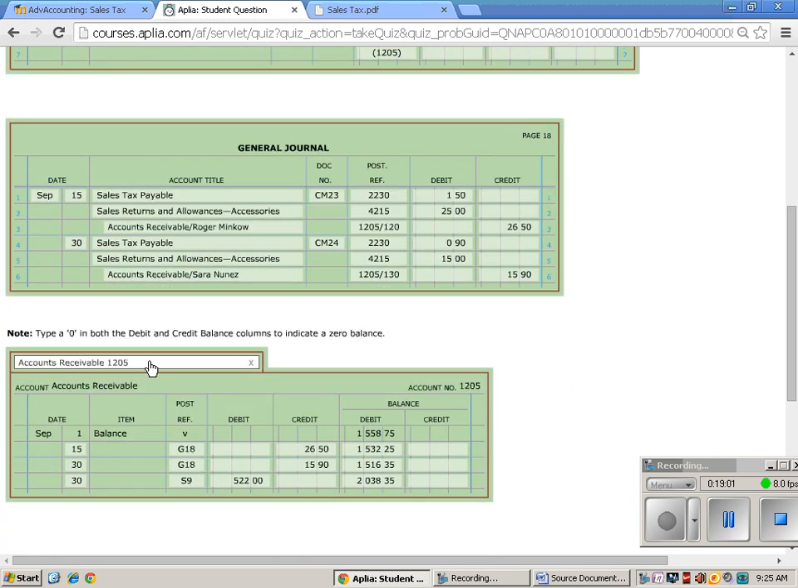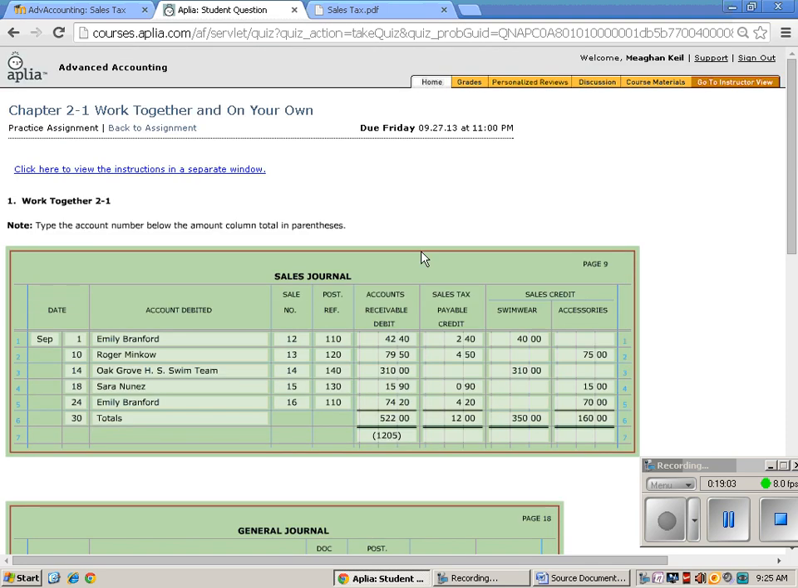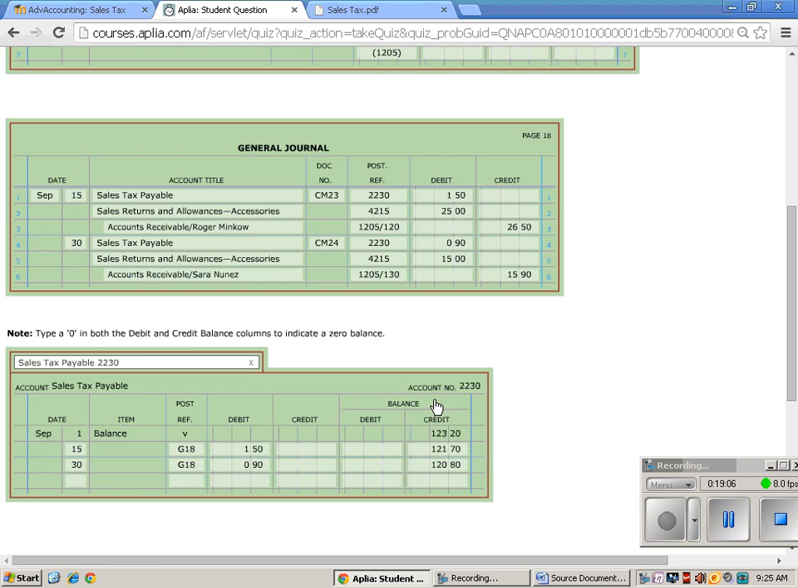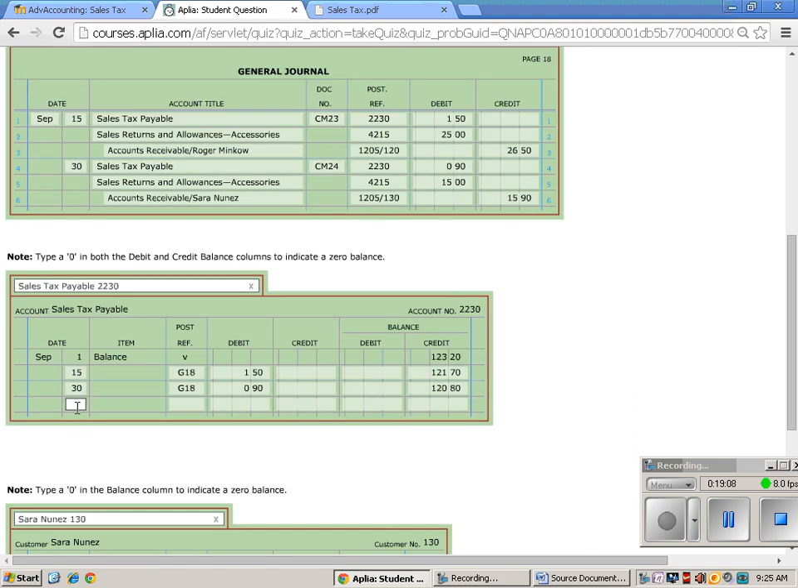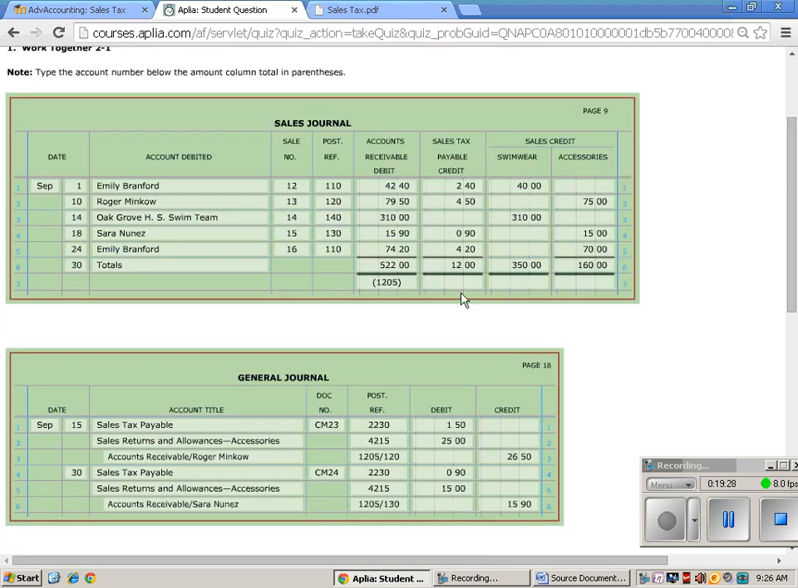All right, sales tax payable. Our column heading is a credit of $12. So it's the 30th. S9. It's a credit of $12. Our balance is a credit. So they are the same. We're going to add. So we now have $132.80 of sales tax that we're going to have to send off to the county government. Up here, parentheses, 2230.